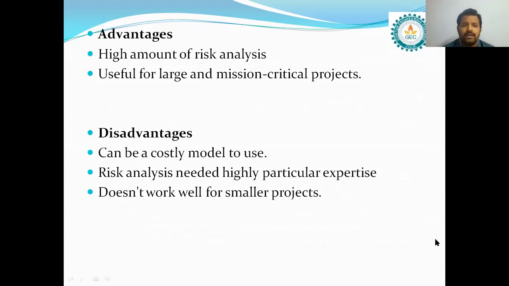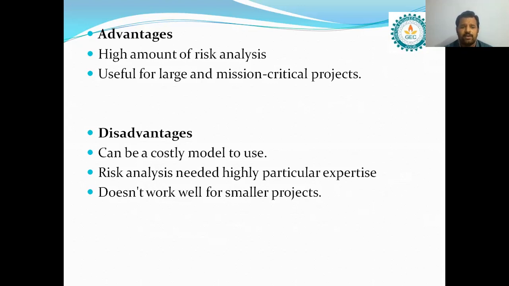Now we will discuss the advantages of the spiral model. Huge amount of risk analysis is the advantage of the spiral model. Here we analyze the risks in high amount, so that all the risks or bugs can be resolved majorly. So after deployment, the customer should not face any problems. It is useful for large and mission critical projects. The spiral model is an efficient model which can be used for large and complex critical projects.